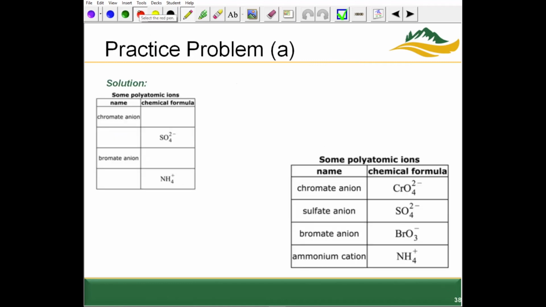So for this practice problem, it's fairly straightforward. We are finding chromate in the table, writing out the chemical formula for chromate. Importantly, we include that charge there for chromate. We recognize this is the chemical formula for sulfate. Naming anion here is not super necessary, but we do know that sulfate is an anion because it's negatively charged. Bromate is another one I don't know if I saw on the table, so this is another one to know. Bromate is BrO3-. Next, ammonium we've talked about before as well, so NH4+.